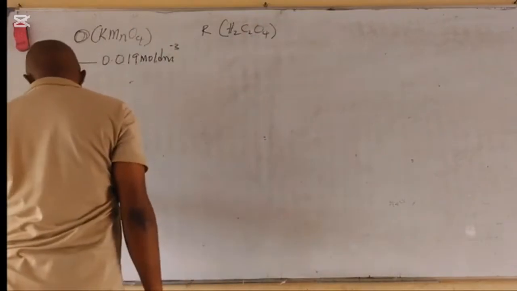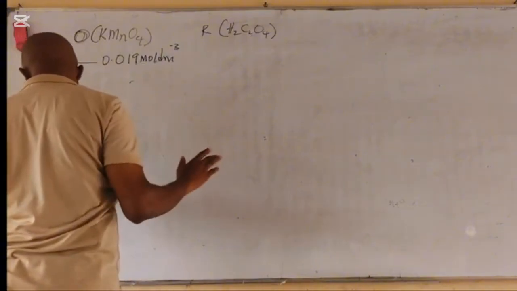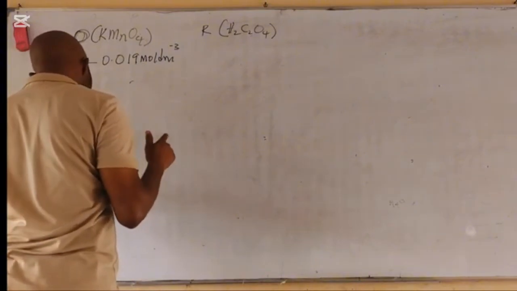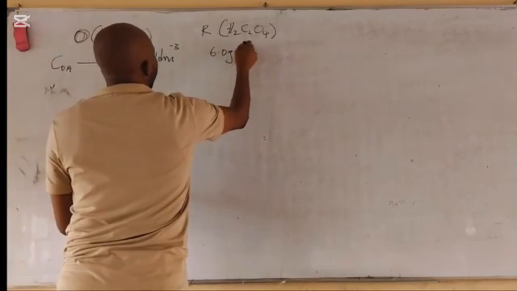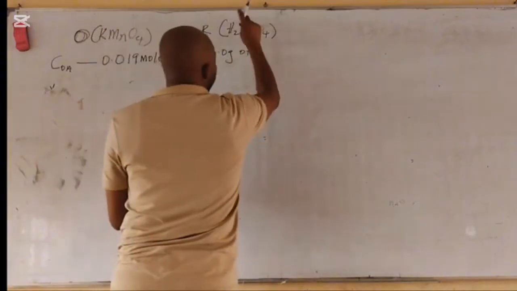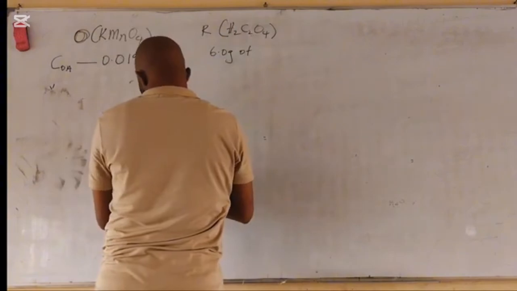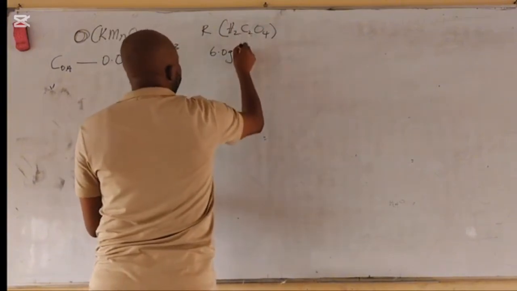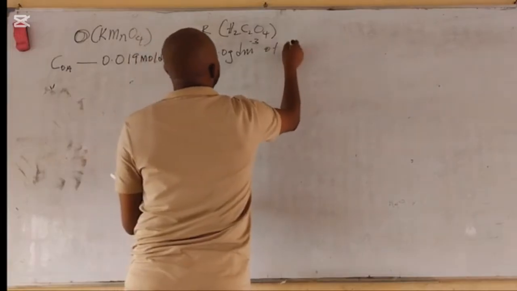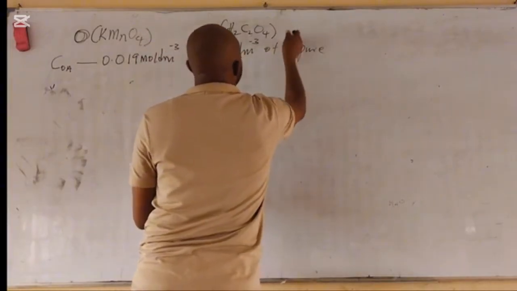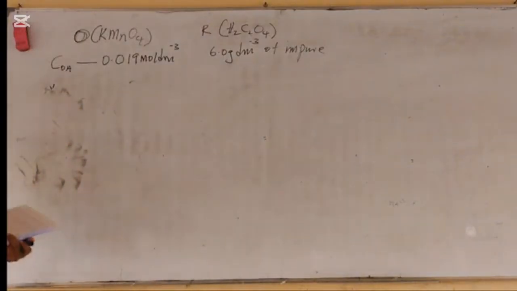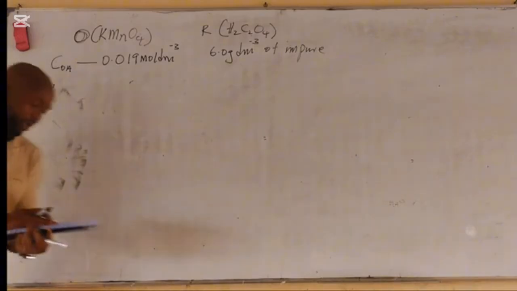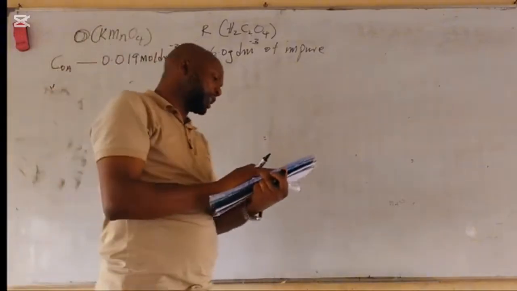It's ethanedioic acid. So we say 0.019 KMnO4 reacts with 6.0 gram of impure this. So we are having the mass concentration per dm cube of impure salt or impure acid, as the case may be. In percentage purity, we deal with the mass concentration of pure and mass concentration of impure. And 6.0 is the mass concentration of the impure, as given to us, of impure ethanedioic acid.